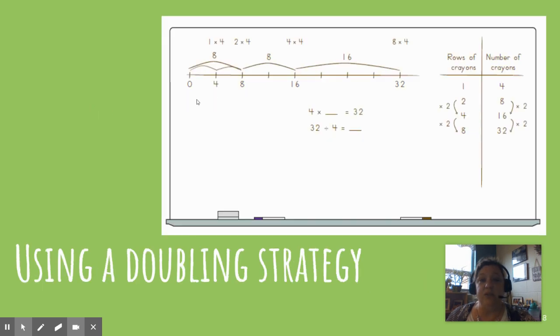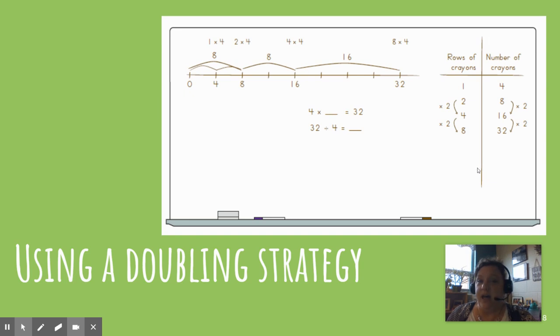Another way would be using a doubling strategy for multiplying. So we know that it takes 2 4s to get 8. So we could double that 4 and then just be counting our 8s. Well, we also know this would take 4 8s, and we know if we double 8, we get 16. So that can help you get there a little bit faster if you're comfortable with the number line.